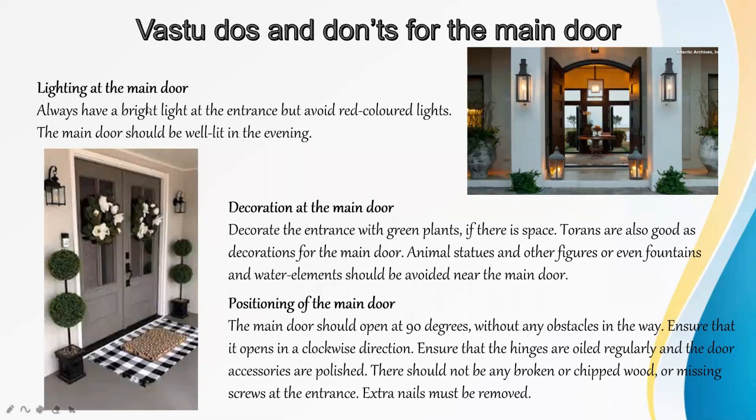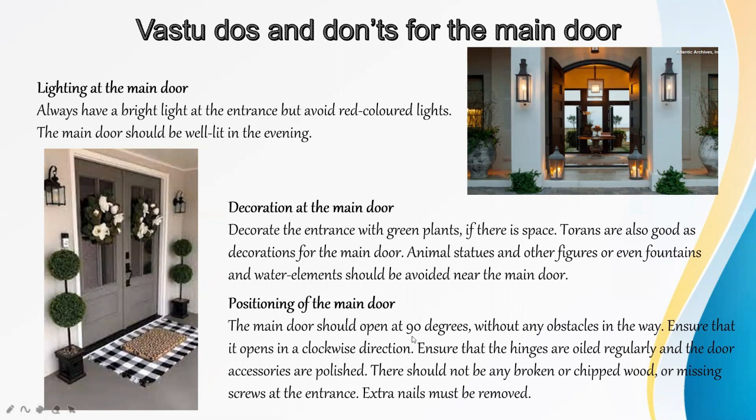First, you should always have bright light at the entrance, but you should always avoid red colored light. The main door should be well lit in the evening. You can decorate the entrance with green plants if there is space. Otherwise, torans are also good for decoration at the main door. But you should avoid animal statues and other figures or even water elements like fountains at the main door.